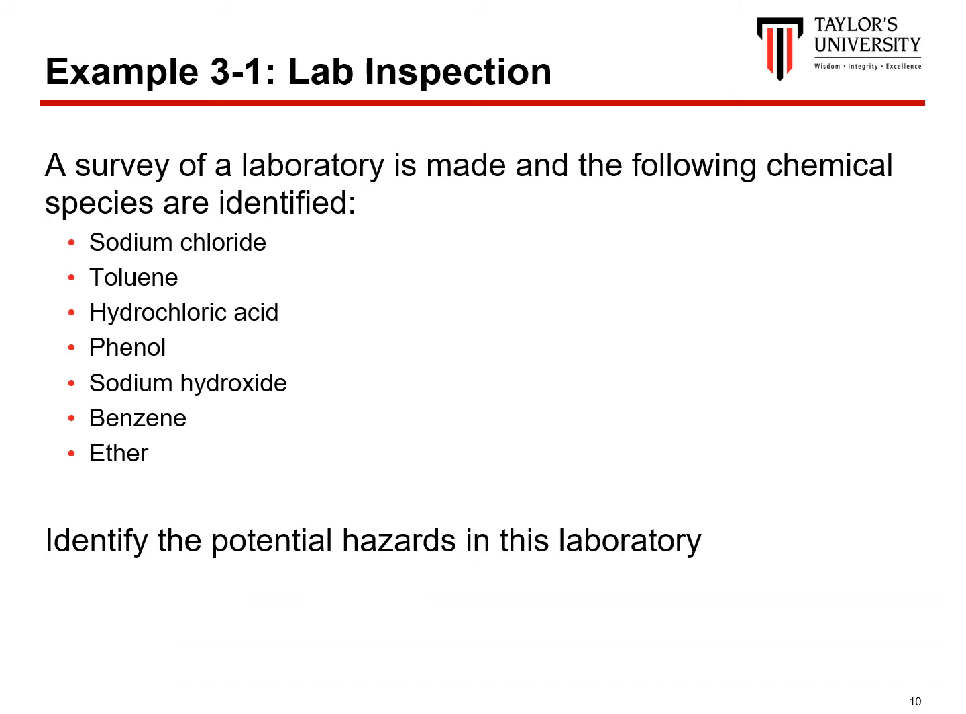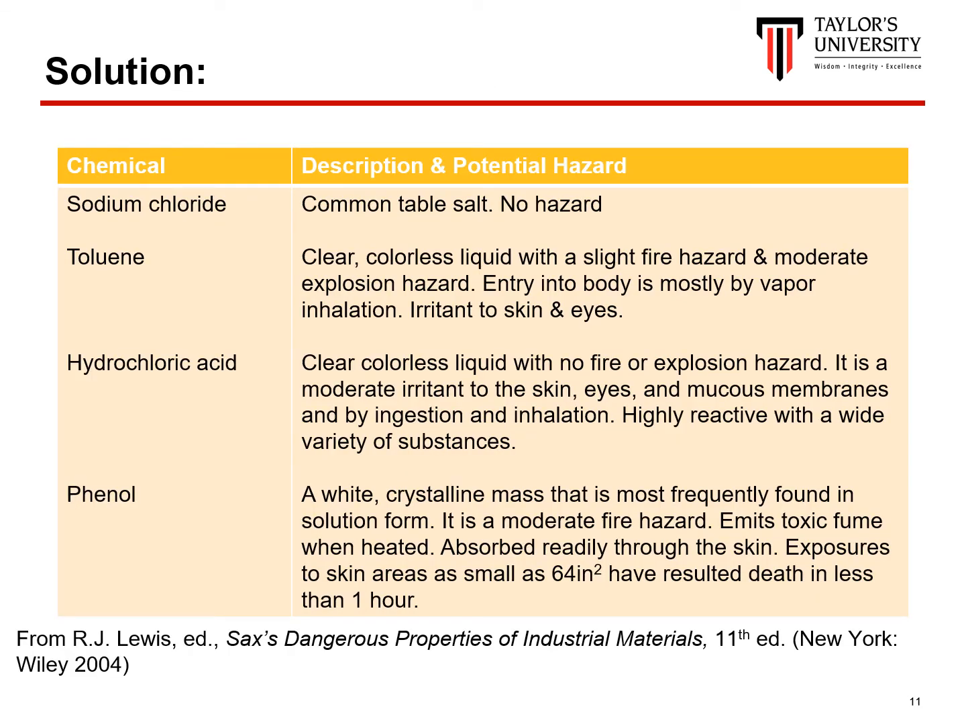The following example is a good example of a survey of a lab that has certain chemicals listed as below. We have sodium chloride, taurine, HCl, phenol, etc. So for us to list the potential hazards in this lab, with all the data given, we can refer to the SDS, or we can refer to other safety identification methods. Basically we can put these solutions in the form of a table to describe the potential hazards of these chemicals.